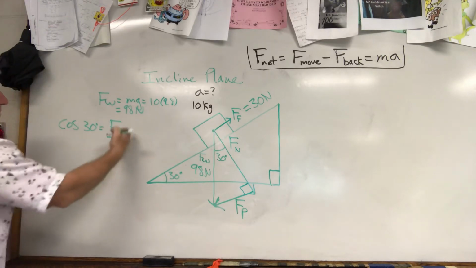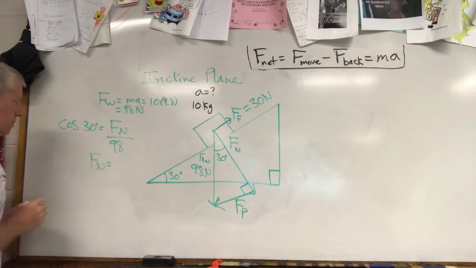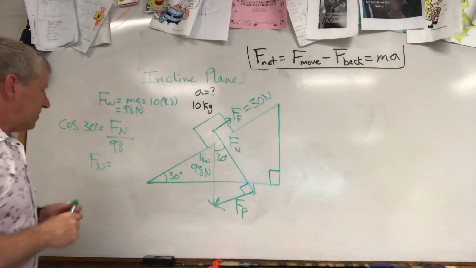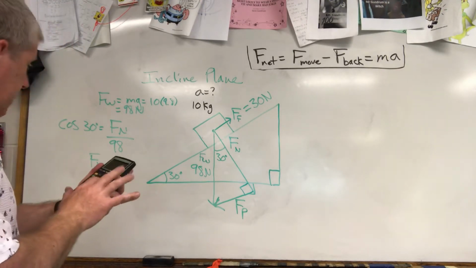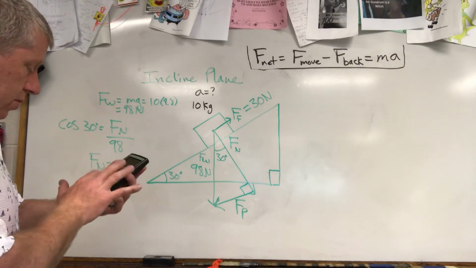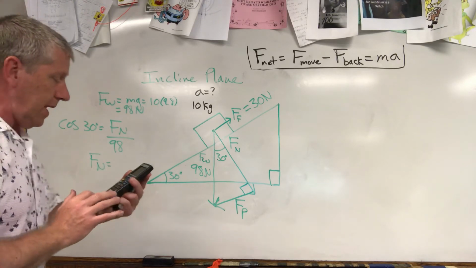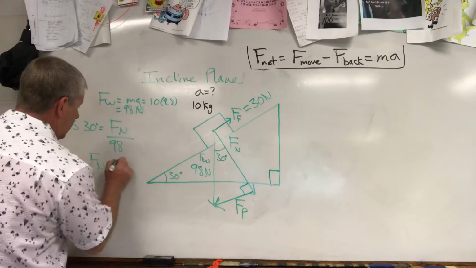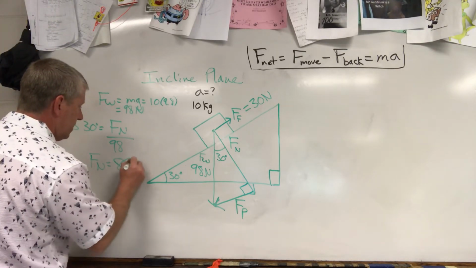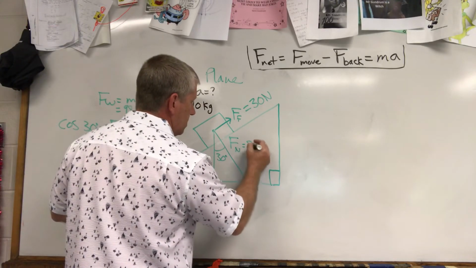If I multiply those, then I'm going to get Fn. So Fn is equal to the cosine. It's going to be around 86, but let's get an exact value on that. Cosine 30 times 98 equals about 85. So that's 85 newtons. I'm going to put that over here. This is equal to 85 newtons.